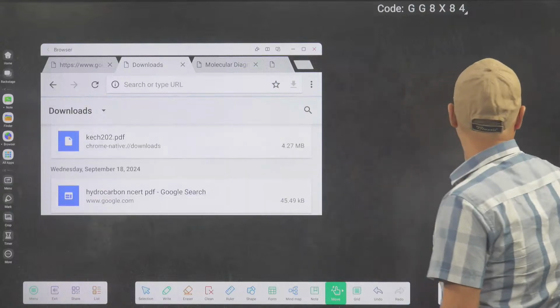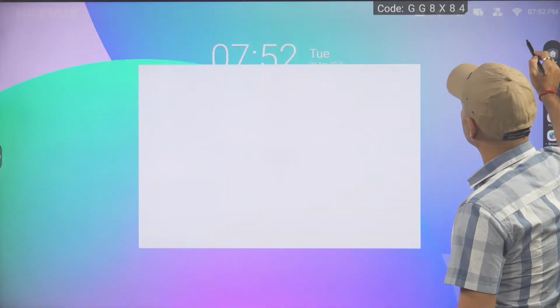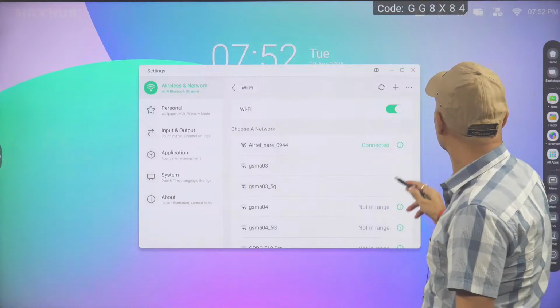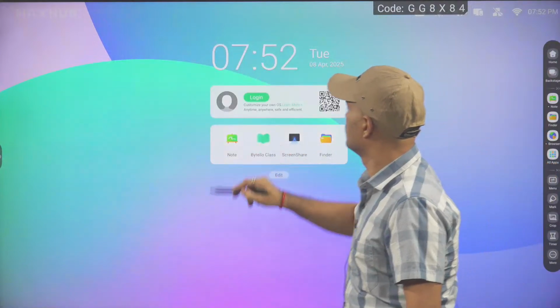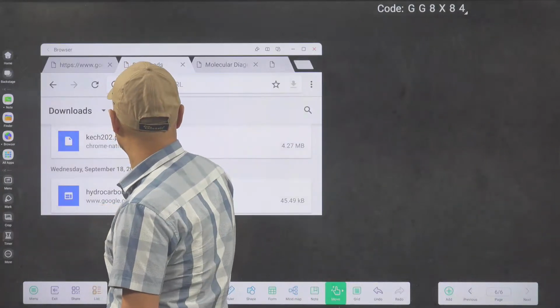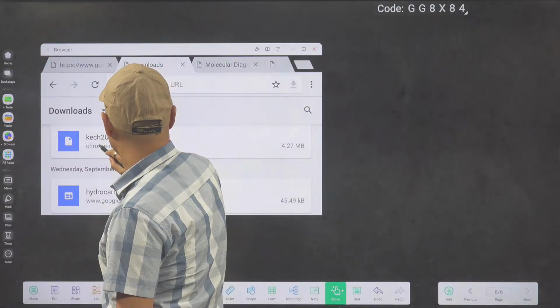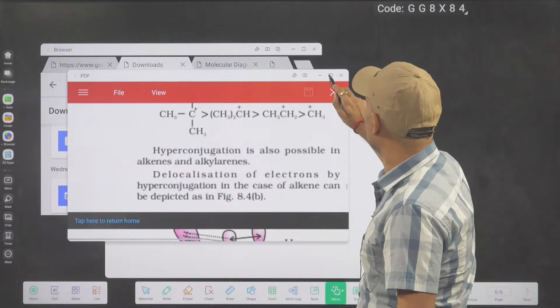Wait. It is good. Connected also. What is this 202? Chalo, good.